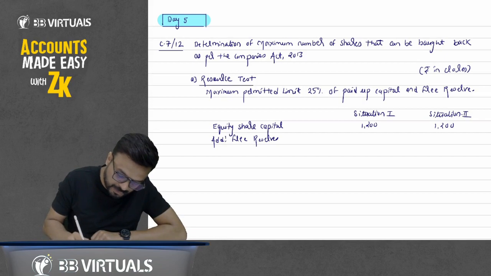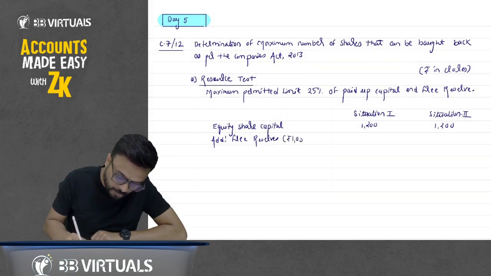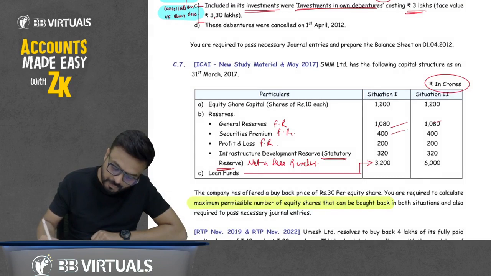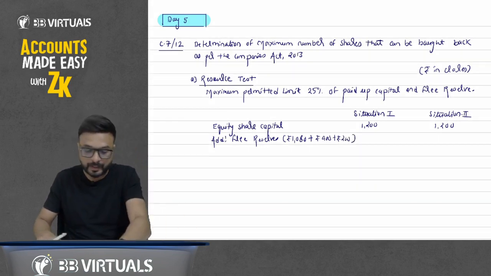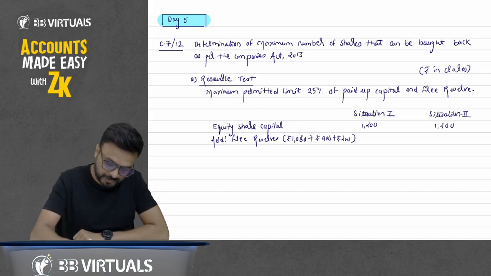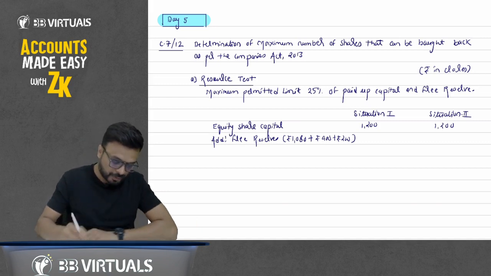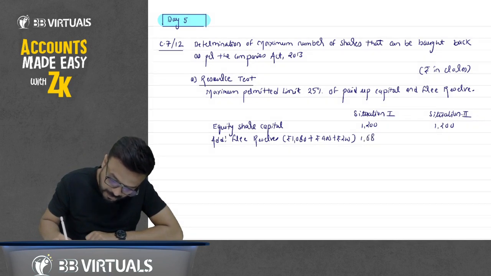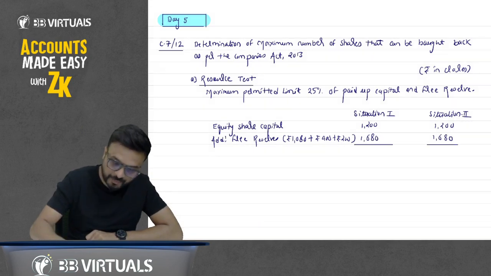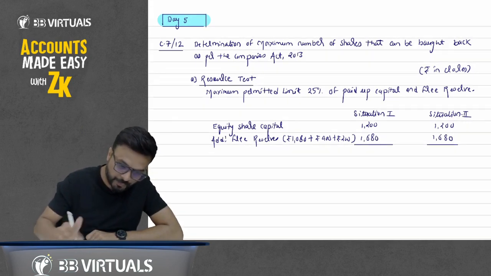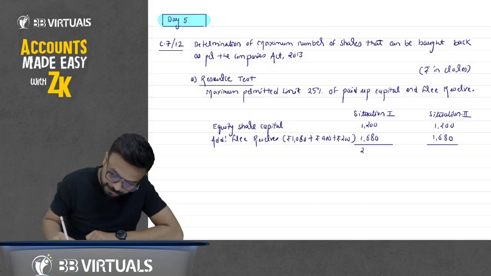So we can do the calculation here in brackets. Just write down 1080, then 400 and then 200. Do the total now: 1080, 400 plus 200, 1680. The total of paid up capital and free reserves is 1200 plus 1680, that comes to 2880.